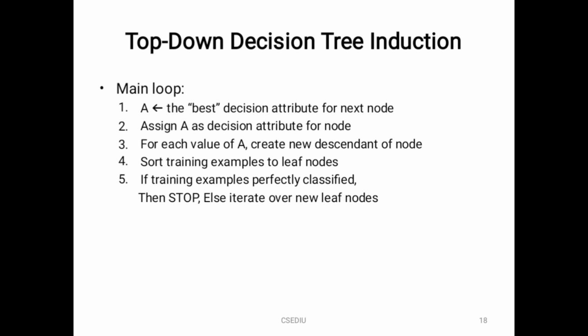Then for each possible value of the decision attribute, new nodes are created. For each value of A, a new descendant of the node is created. Then sort training examples to the leaf nodes. Training examples are sorted into the corresponding descendant node based on the decision attribute. Then if the training examples are perfectly classified, stop and treat them as leaf nodes. That is perfect classification, achieved at all leaf nodes.